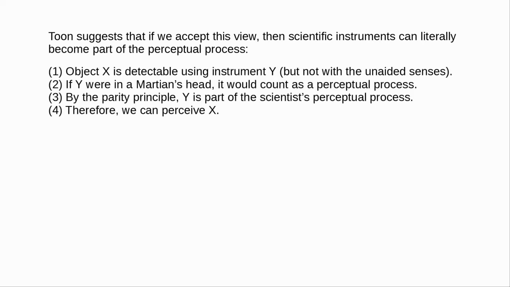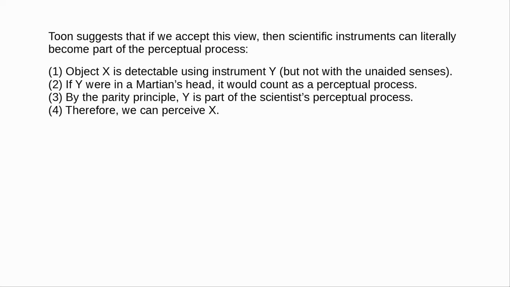So Toon formalises his argument along these lines. I've changed it slightly, but basically this is what he says. Object X is detectable using instrument Y, but it's not detectable with the unaided sensors. If Y were in the head of a Martian, it would count as part of the Martian's perceptual process. So, by the parity principle, Y forms part of the scientist's perceptual process, and therefore we can perceive X.